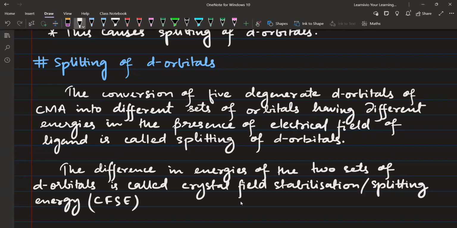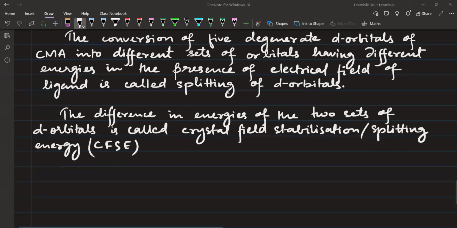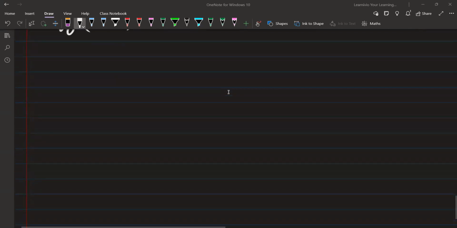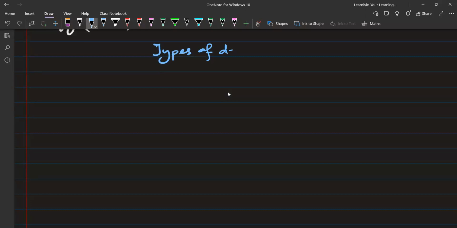Has everyone written it? All clear, done. Now we are just going to revise a bit of the d orbitals and then look at the crystal field splitting in octahedral, that means when we have six ligands. So please write: types of d orbitals.